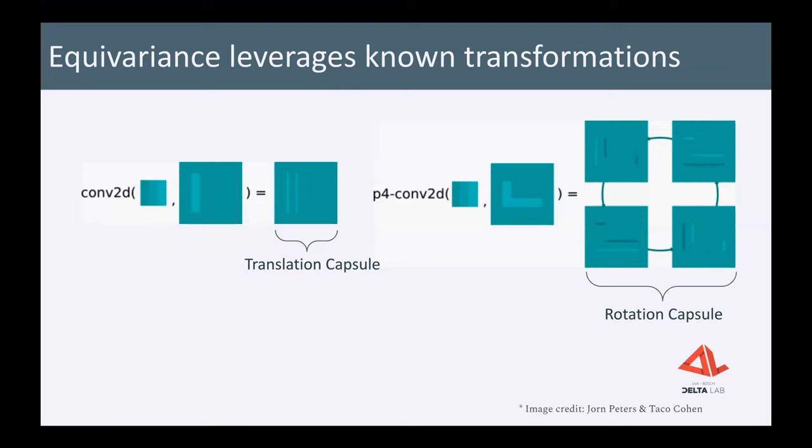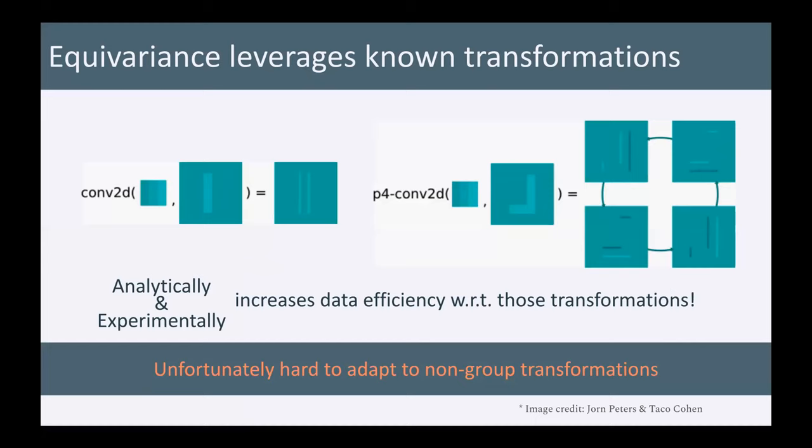Like I said, these are data efficient. The only problem is that it's really hard to adapt them to non-group transformations. So one way we can think of a goal would be to be able to learn transformations from the data and learn capsules such that we can avoid this problem of having to analytically specify the group to tie our weights to achieve equivariance. So what would learned equivariance even look like?